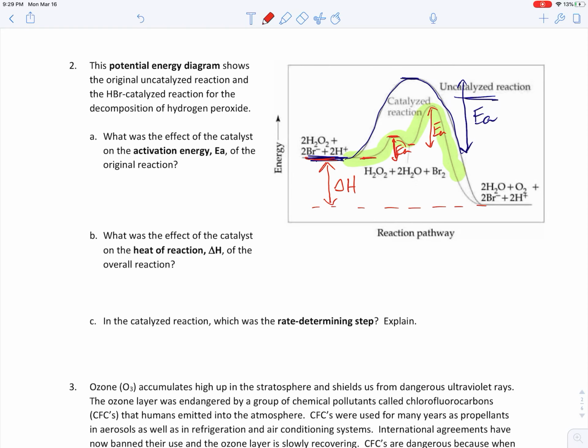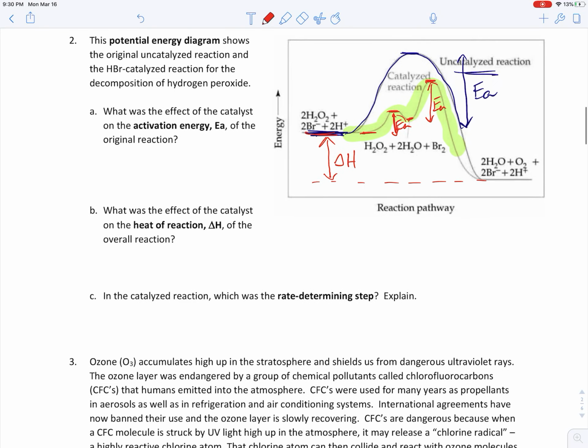In step 2, we begin here in the diagram and we move up to the top of the hill here where its activated complex is formed. So step 2 had a larger EA. Because step 2 has a larger EA, the step 2 would be the slower step. And step 2 would be the rate determining step.